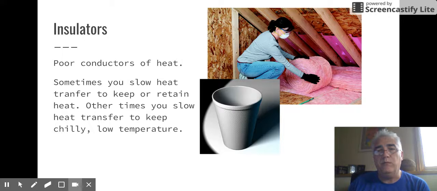Lastly, with all of this talk about transferring of heat from high to low, one of the things that, especially in Wisconsin and northern part of the United States, we're very aware of is insulators. Insulators are poor conductors of heat, and we may want to purposely use insulators, for instance, in our homes or in an insulated styrofoam cup to hold either hot or cold beverages. Insulators are simply things that slow heat transfer.